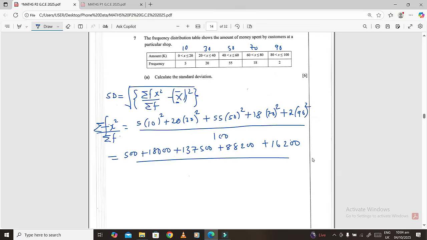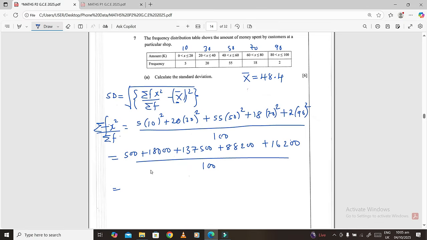And then everything. So remember, first of all, we found the x bar to be equal to 48.4. So this is x bar, what you're supposed to use here. So this will be over 100. And when we work out 500 plus 18,000 plus 137,500 plus 88,200 plus 16,200.